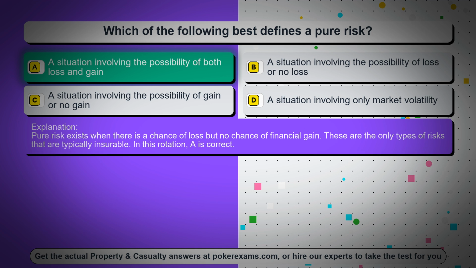These are the only types of risks that are typically insurable. In this rotation, A is correct.